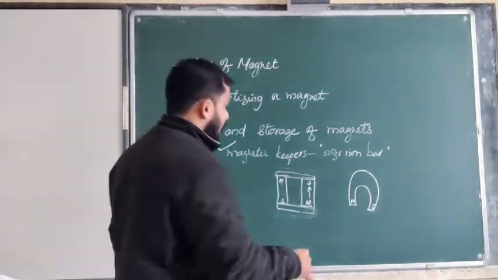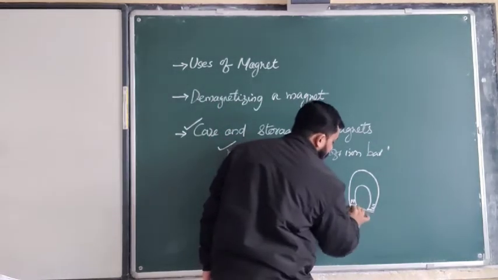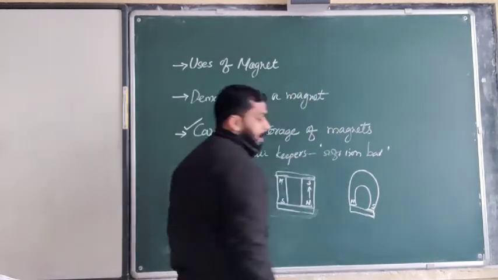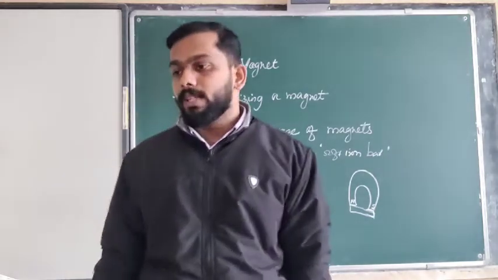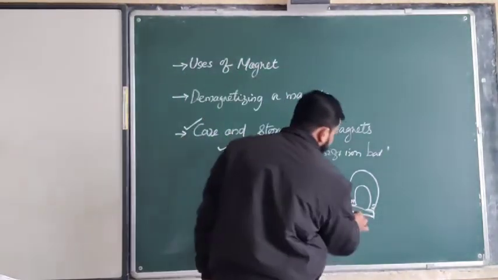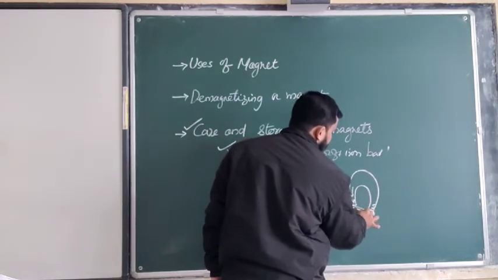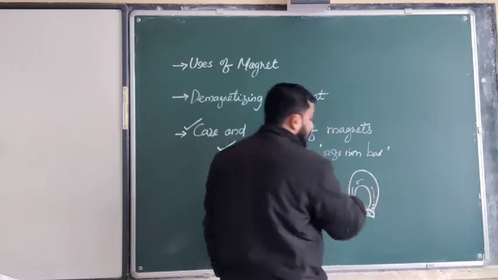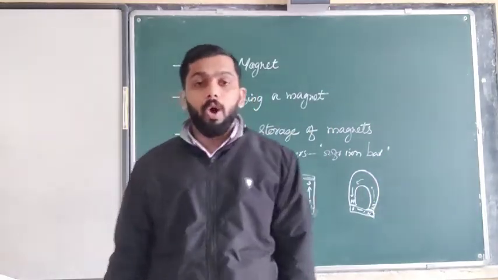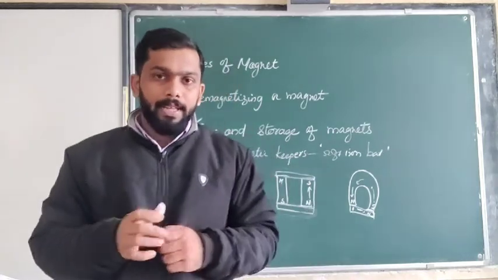And if it is a U-shaped magnet, we need only one soft iron bar. We will keep it this way. A small iron bar we keep in such a way that, what will happen? We are building south and north, and there will be a magnetic loop. It will store the magnet for a long time. This is called the magnetic keepers.